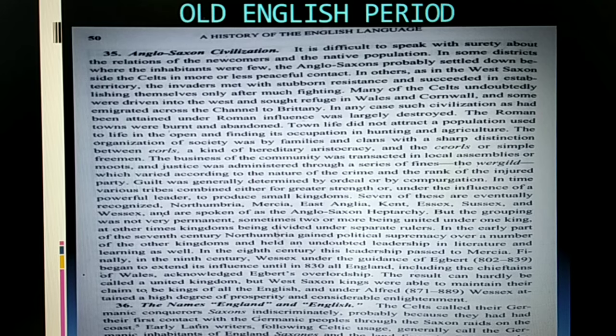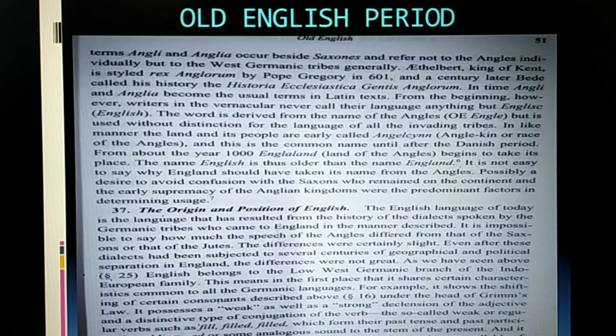Now let us look at how the names England and English originated. The Celts called their Germanic conquerors Saxons indiscriminately, probably because they had had their first contact with the Germanic people through the Saxon raids on the coast. Early Latin writers, following Celtic usage, generally call the Germanic inhabitants of England Saxons and the land Saxonia. But soon the terms Angli and Anglia occur beside Saxons and refer not to the Angles individually but to the West Germanic tribes generally.